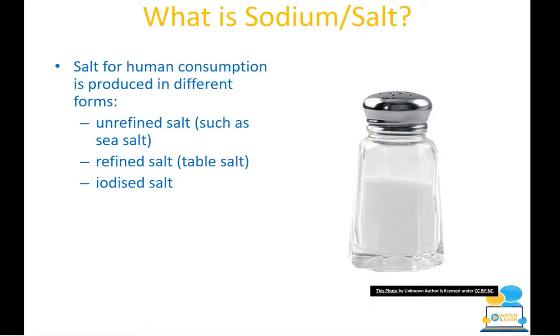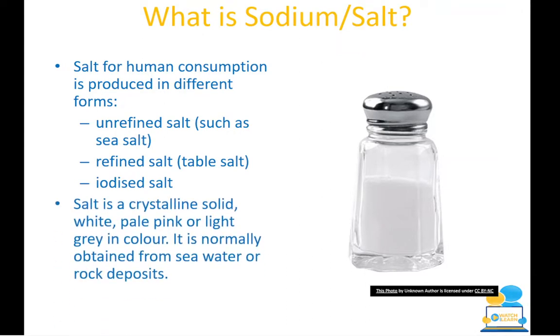And then you have your iodized salt, which contains your iodine, and that's to help prevent goiter. So if you look back to the micronutrients chapter, you'll know about that as well. And there's other forms of salt, but this is all we would need to know for the junior cycle curriculum.